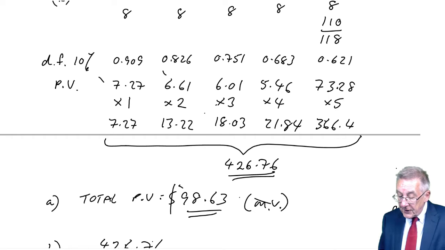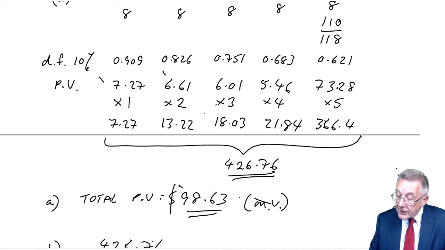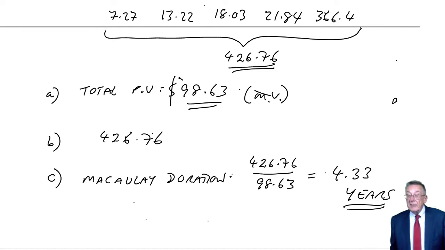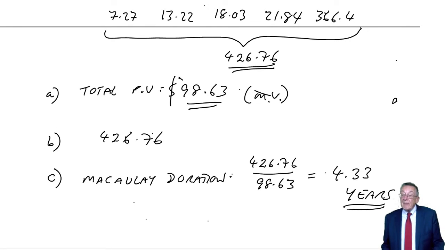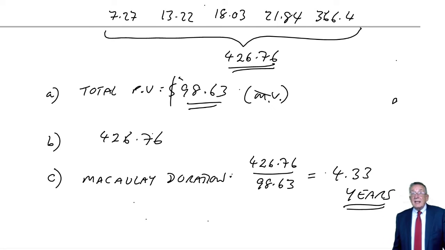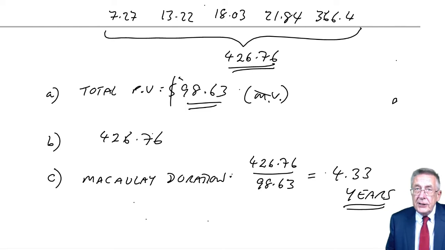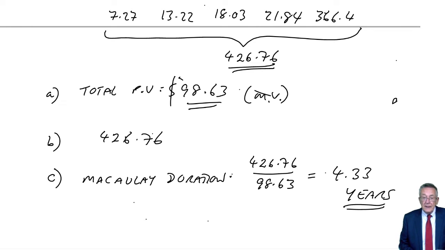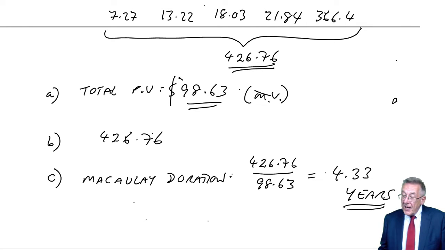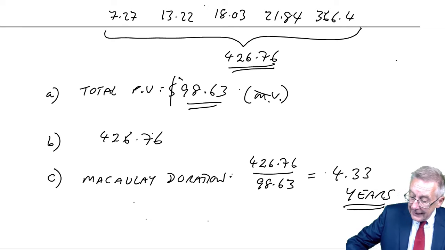But instead of saying it's 7.27 divided by that times 1, it's 6.61 divided by 98.63 times 2, and so on, it's quicker to do what we did: multiply them all by the number of years, and divide by the total NPV. So that is the average time, effectively the time it takes to get back half our money. And the shorter that period is, the better. The shorter it is, the less sensitive we are to these changes in the market value.